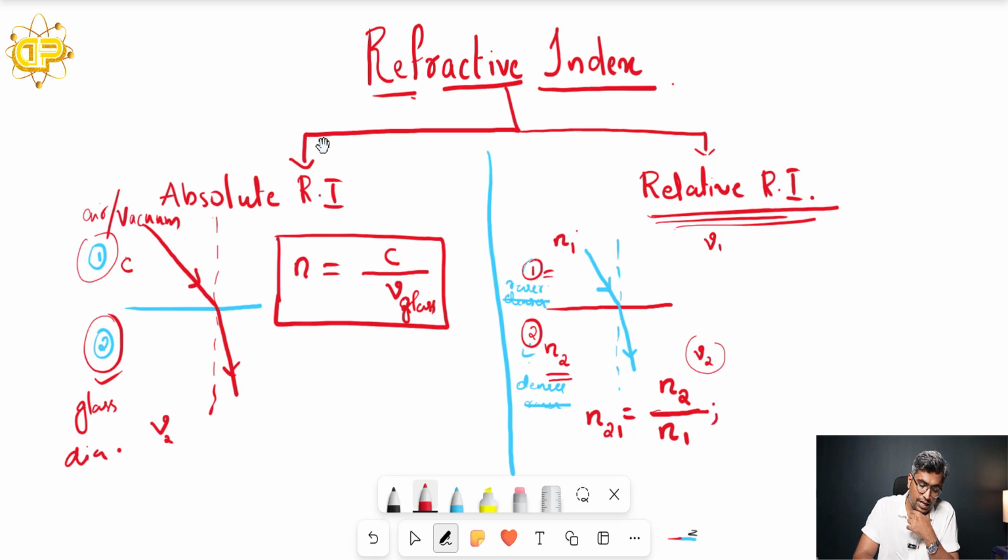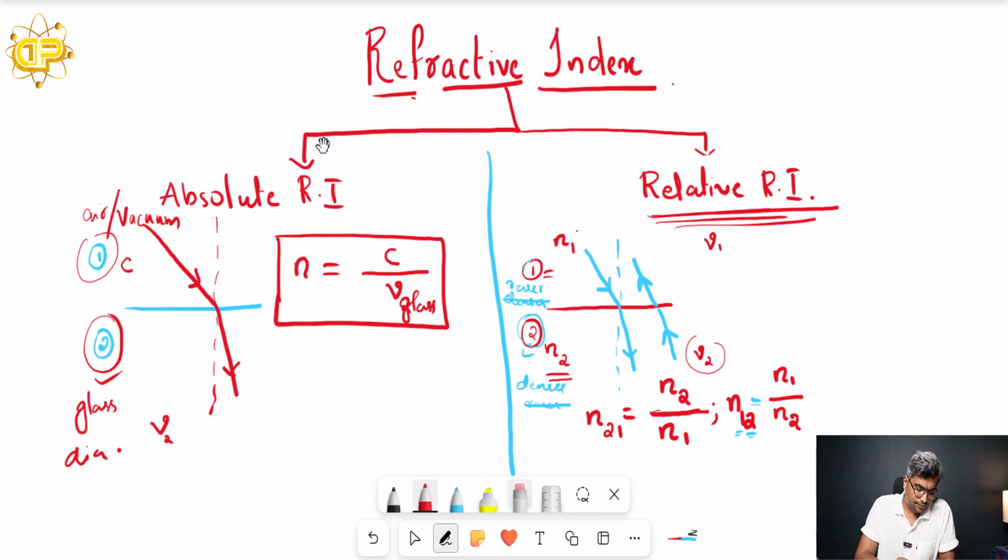And if I want to find n12, what do you mean by n12? Here, n12 means the light is moving from medium 2 to medium 1. Then in which medium is the light bending? Medium 1, it is bending. So we are finding the refractive index of 1 with respect to 2, and that is given by the ratio of the absolute refractive index of 1 to the absolute refractive index of 2. So this is how you find the relative refractive index.